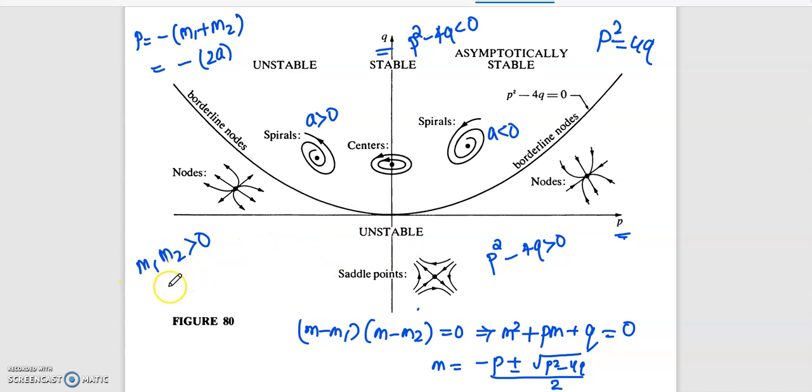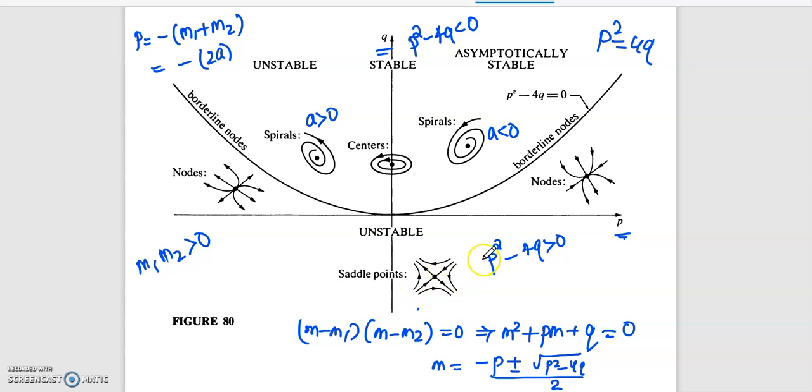Now when they have opposite signs, in that case q will be less than 0. In the case of q < 0, when the roots are real and distinct and of opposite signs, there we will get a saddle point. And as you know, the saddle point will be unstable. So that is the case where we are getting a saddle point.